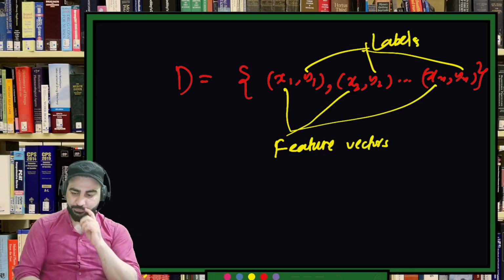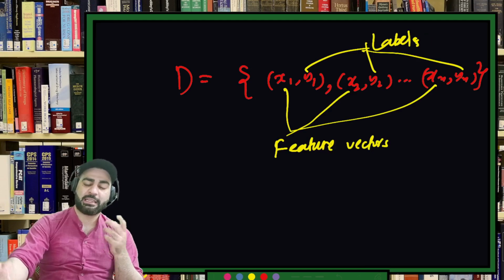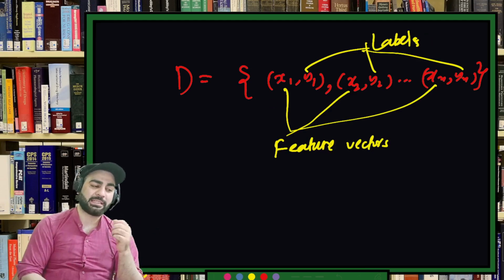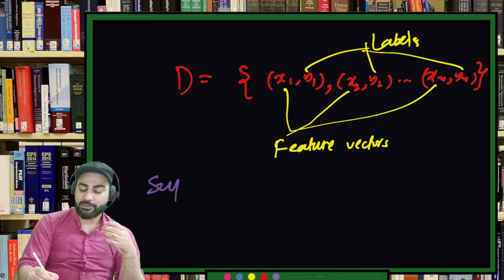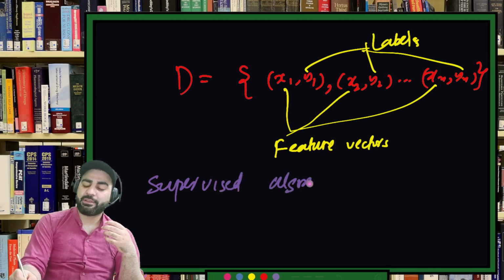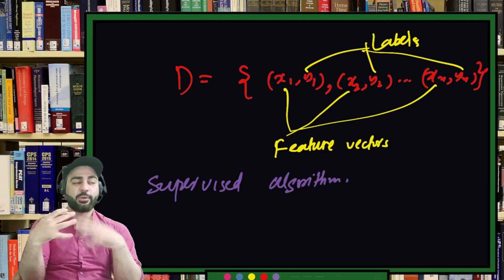Basically this is called labels, the class labels. These are my features and these are my class labels. These are called supervised algorithms. So one experience can be this. You can learn in this sort of experience where you have a supervised algorithm.